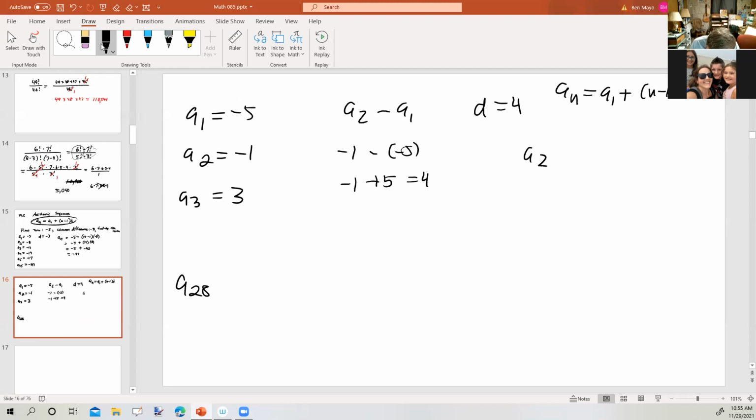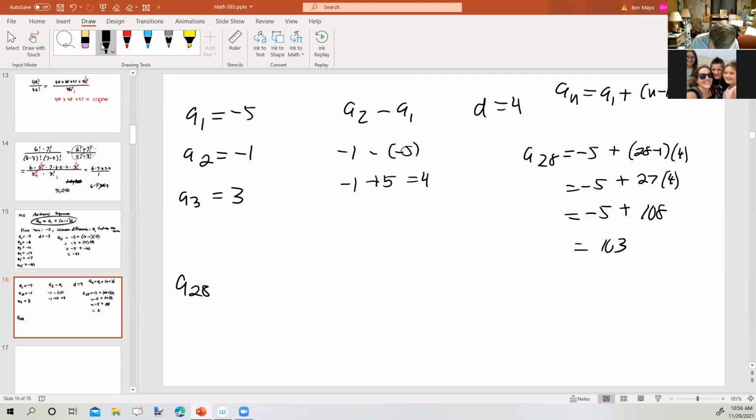So a sub 28 equals a sub 1 plus 28 minus 1 times d, which is -5 plus 27 times 4, which is -5 plus, let's see, 27 times 4 is 108. Adding those together, we get 103. Okay, 103. All right, questions about that one?